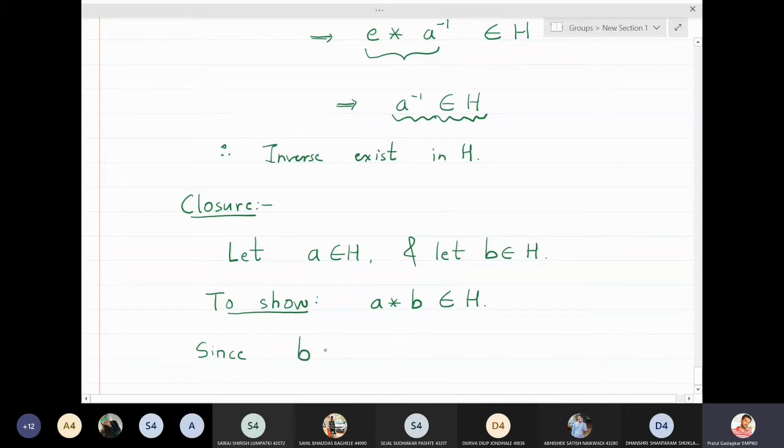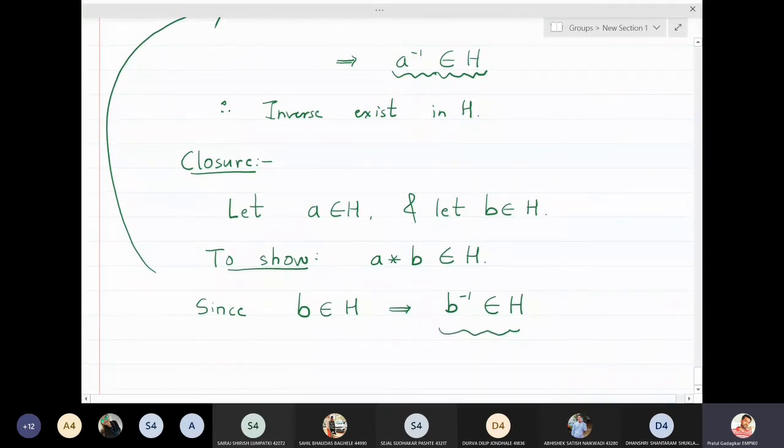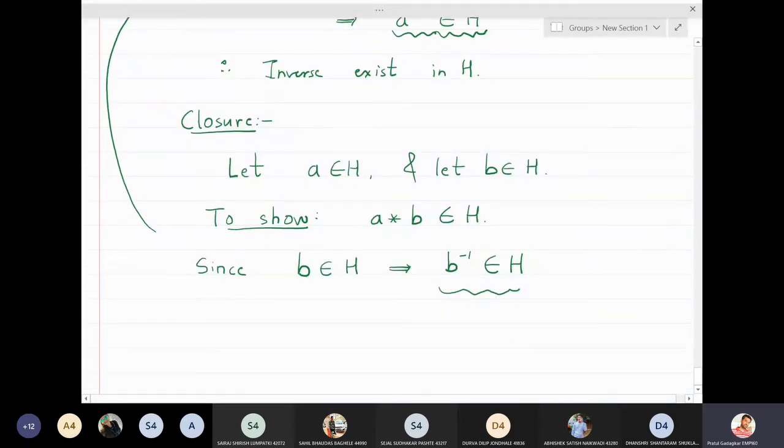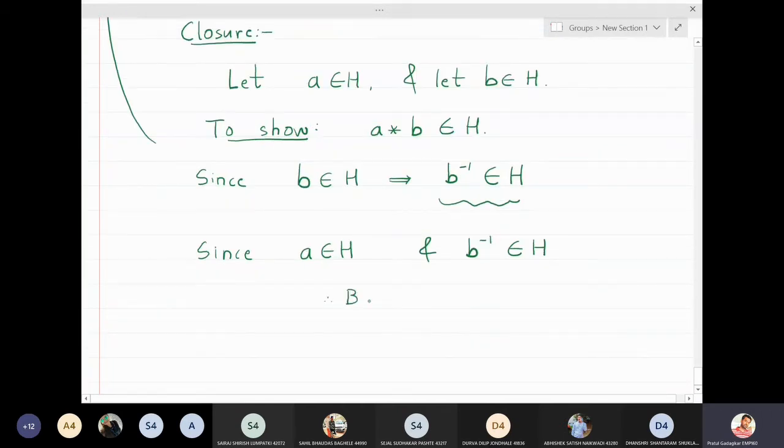Since B belongs to H, we know that inverses exist in our subgroup. So by that part, I can say that B inverse also belongs to H. So if B belongs to H, then B inverse also belongs to H. Now I will use this B inverse for my calculation. Since A belongs to H and B inverse also belongs to H, by our assumption, what is our assumption? That first element star second element inverse, remember that, don't forget it.